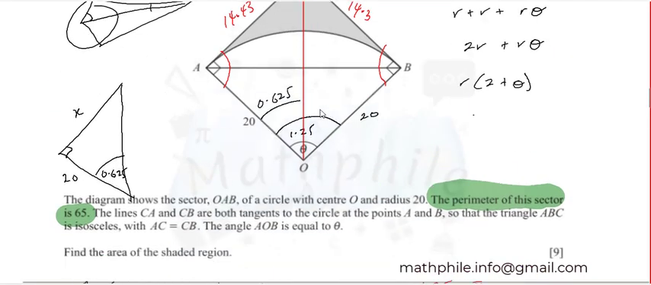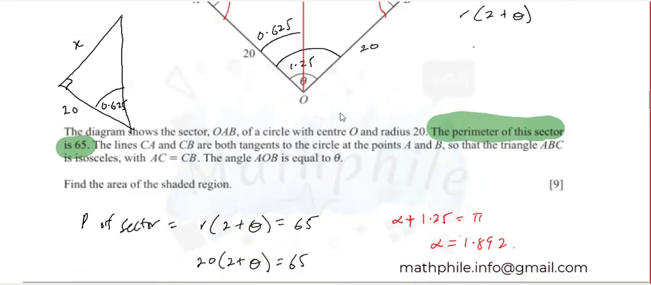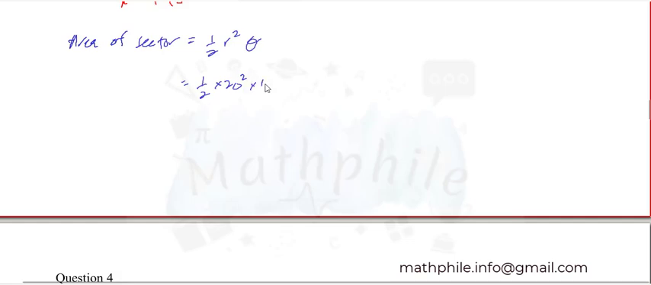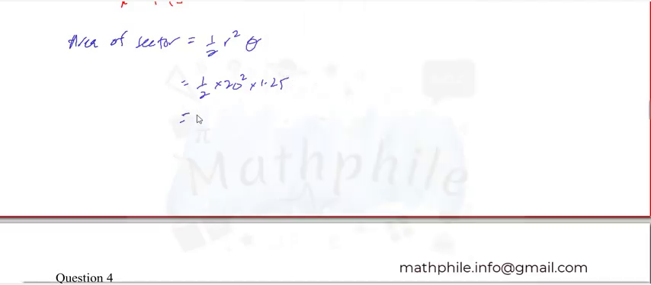Now to get the area of the shaded portion, I need to find the area of the sector, then subtract from what we just calculated. So area of a sector is going to be equal to half r squared theta. So half r squared, r is 20, so 20 squared, and the theta we calculated to be 1.25. So 0.5 times 20 squared times 1.25. Okay, so that's 250.